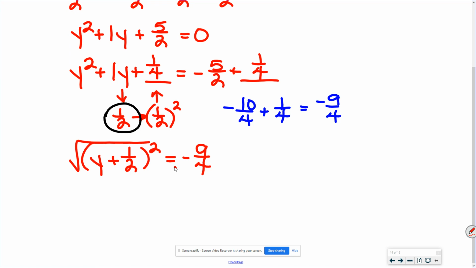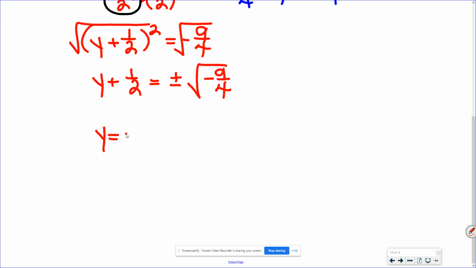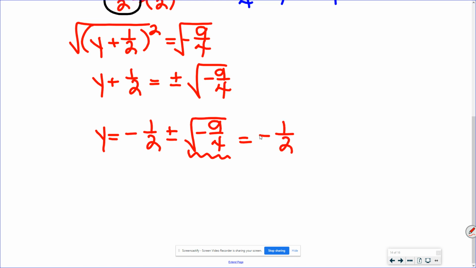Now we can square root both sides. So y plus 1/2 is equal to plus or minus the square root of -9/4. And we can subtract 1/2 to solve for y. And then the last step is you do have a radical that can simplify. So that radical is actually an imaginary number. It's an imaginary number because there's a negative in the radical, but you actually can take the square root of 9/4, because you could just do the square root of 9 and the square root of 4 and make it a fraction. And so that would be square root of 9 is 3 and the square root of 4 is 2.